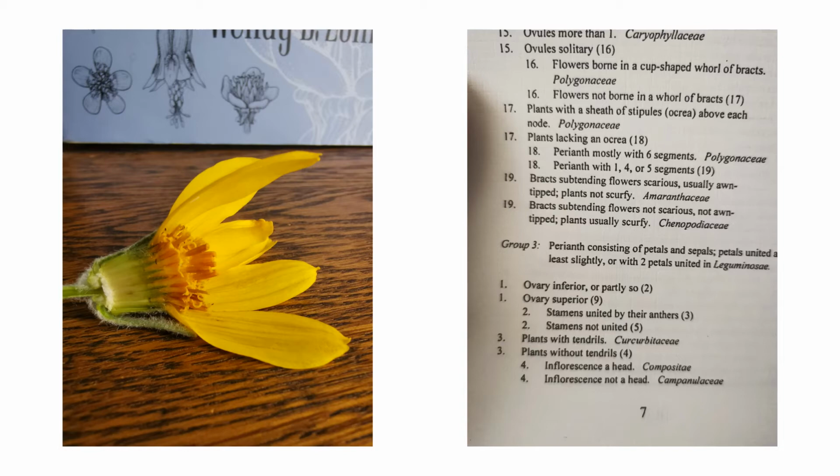And then we can see that stamens united by their anthers. And when we get in close here, we can see that that is the case. And we'll move on to 3 and see the plants do or do not have tendrils. And I don't have the plant here, but it does not have tendrils, and it had leaves that were arrow-shaped, sagittate leaves. And so we looked at the inflorescence, or the flowers, is in a head like this, and it's Compositae or Asteraceae.